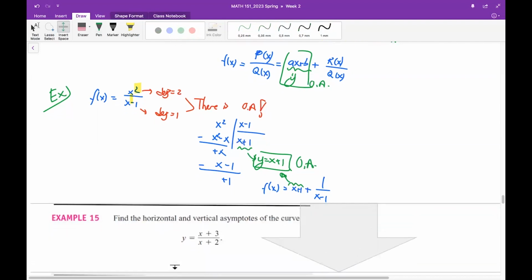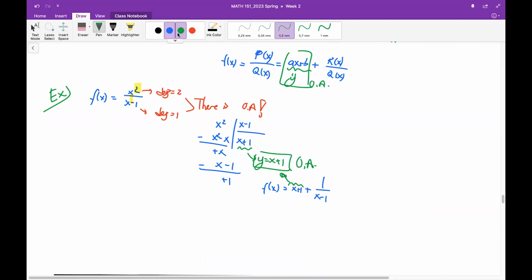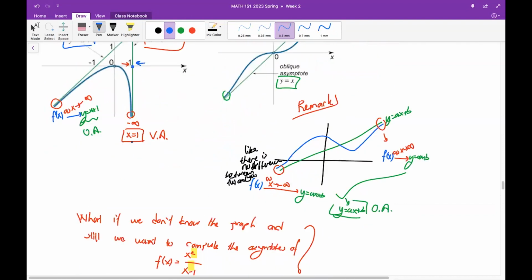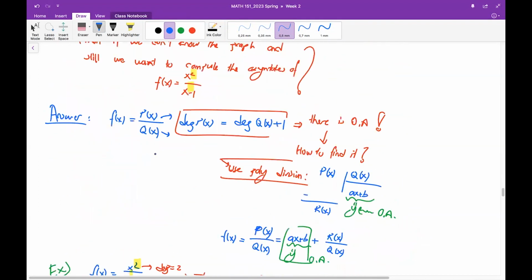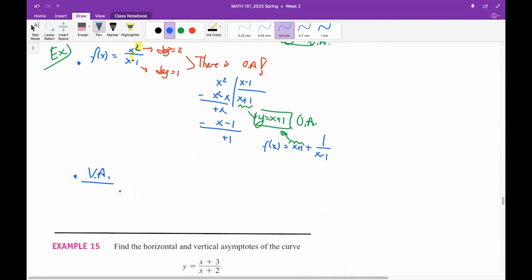And finally, I also want to mention something else. What about the other asymptotes of this function? Okay, the oblique asymptote is handled like that. Is there any other kind of asymptote for this function? Look at the denominator. There is a vertical asymptote. We can detect it by looking at the graph, but if we don't know the graph, we also need to find the vertical asymptote.